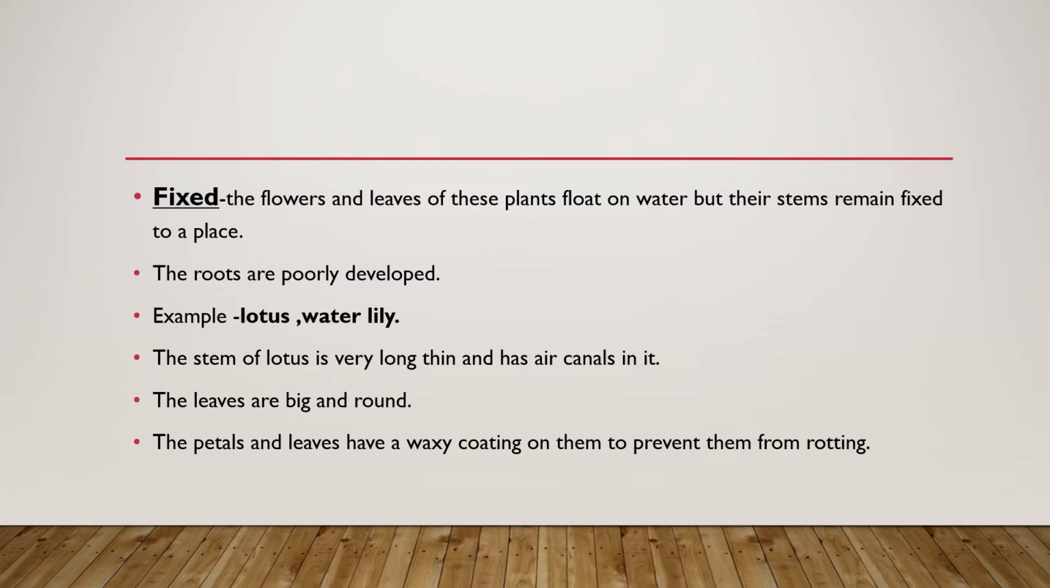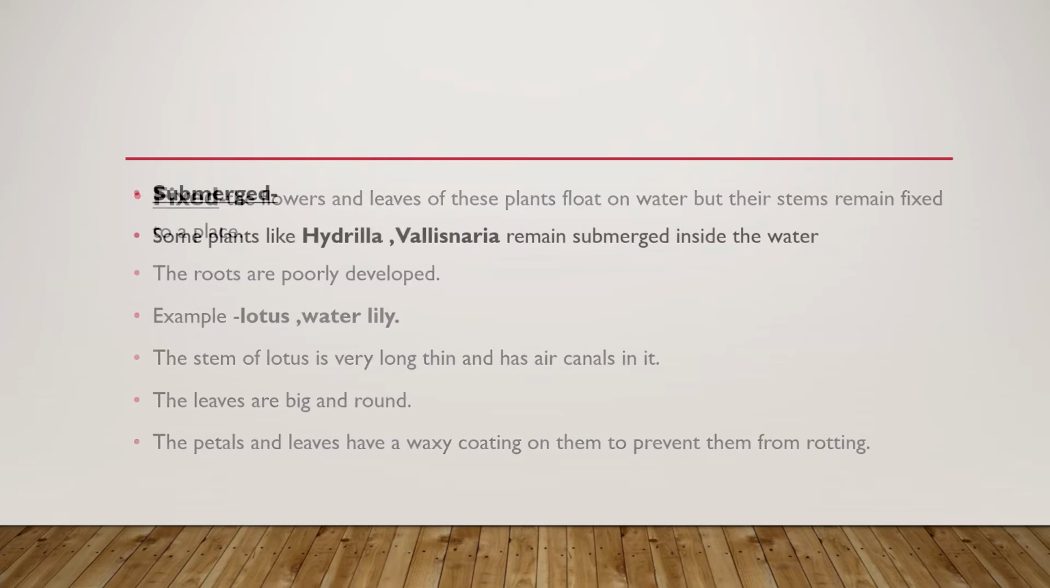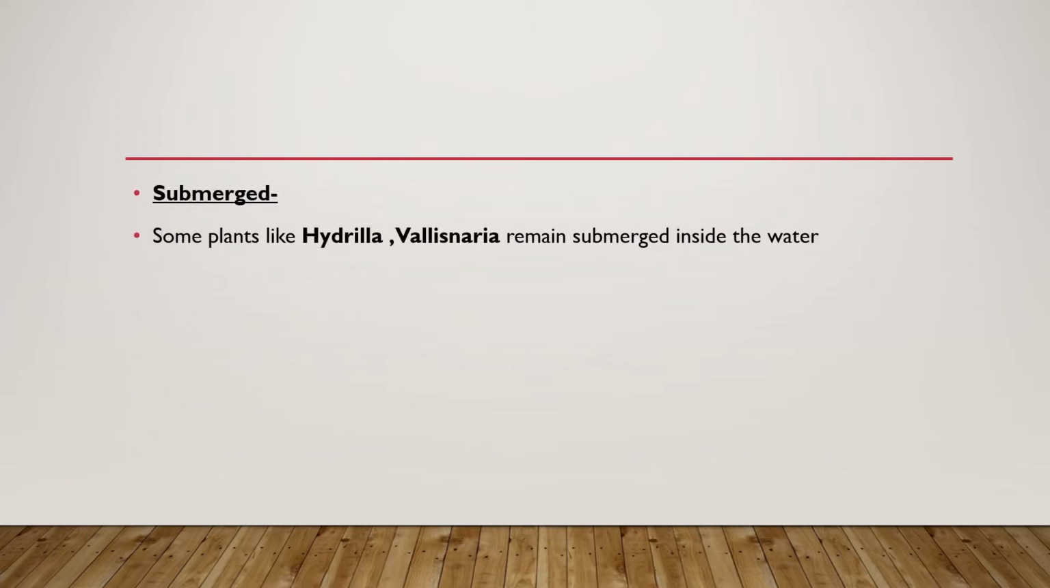We have seen that the stem of a lotus is very long and thin, and it has air canals in it. The leaves are big and round and also have a coating of wax on them in order to prevent them from rotting. Submerged plants: there are some plants like Hydrilla and Vallisneria that remain submerged inside the water.